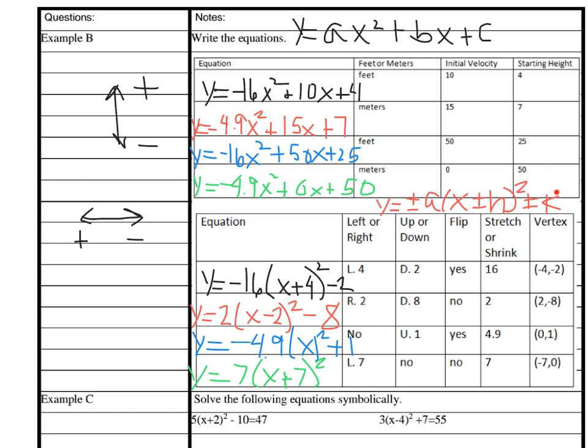Then we look to see plus or minus k to go up or down. It just says no, so that means it doesn't go up or down at all, so that's really like a plus 0 here, which we can just leave blank.